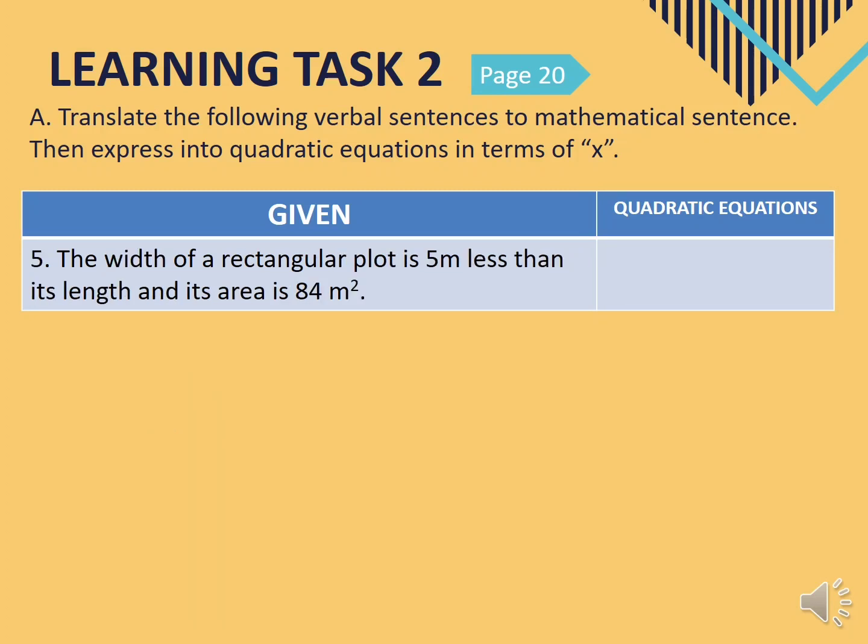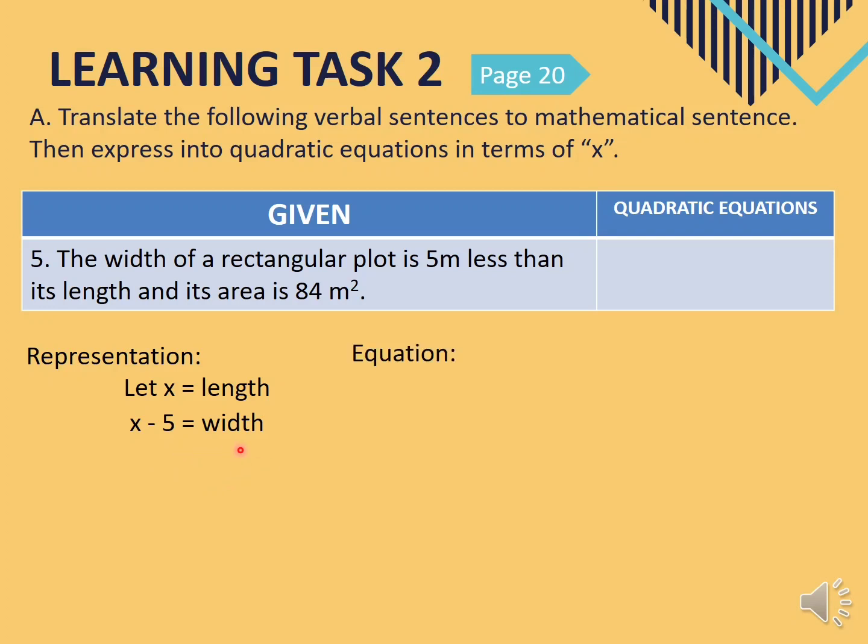And for the last number, the given is the width of a rectangular plot is 5 meters less than its length. And its area is 84 square meters. So, ang given ngayon ay width, which is, sabi dyan, ang width is 5 meters less than. Mas mababa ng 5 meters kay length. So, we don't know the length. So, therefore, we can represent it as x. Let x be the length. If x is the length, so therefore, the width is 5 meters less than. Mas mababa ng 5, so therefore, that is x minus 5. That is how we represent the width.